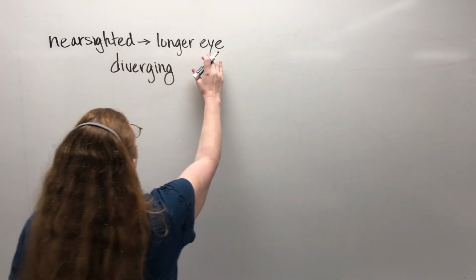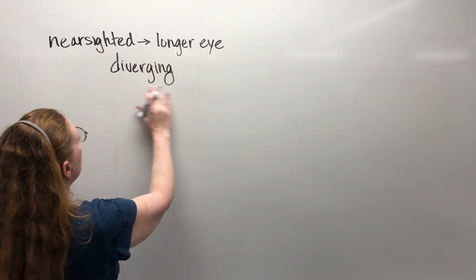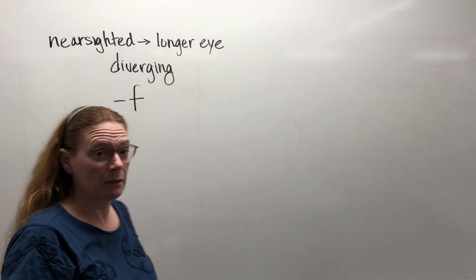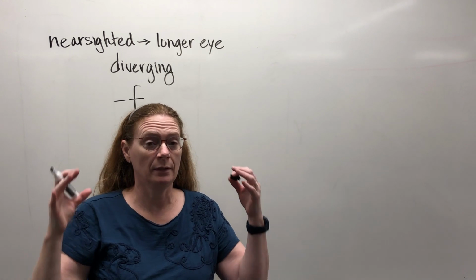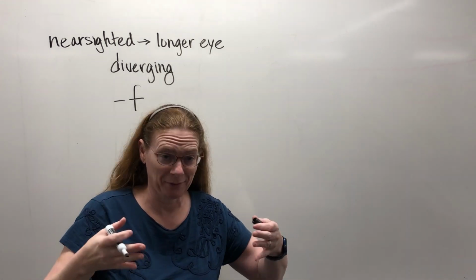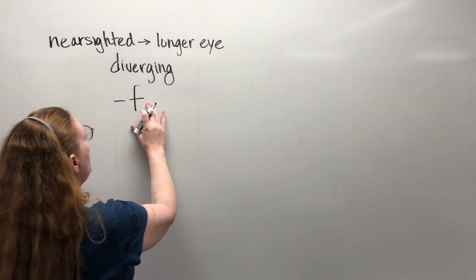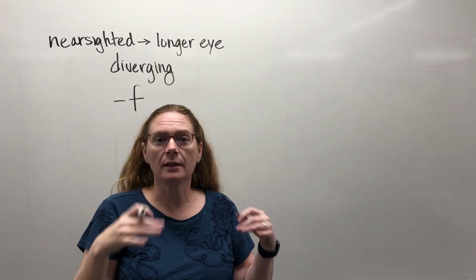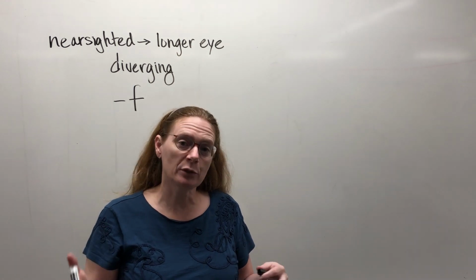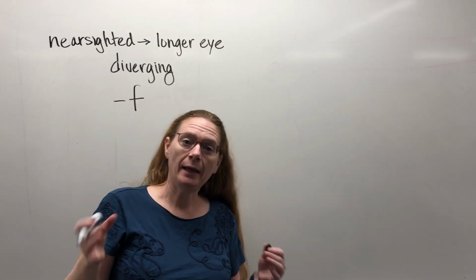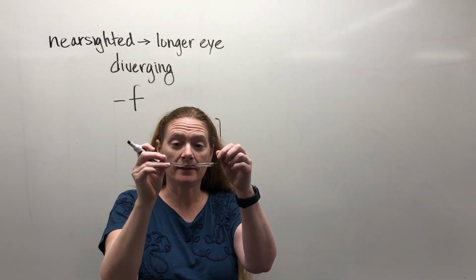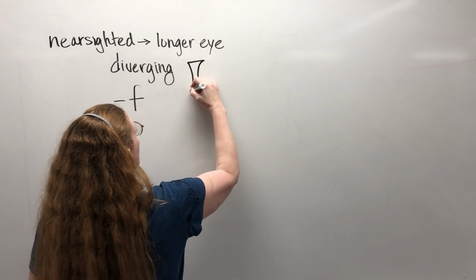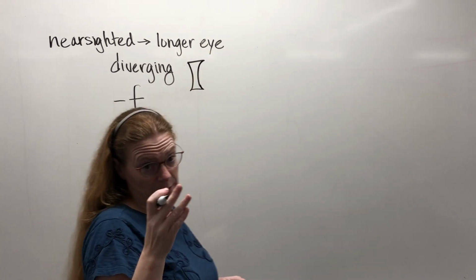So a nearsighted person has a longer than normal eyeball, and so they need a diverging lens. Our diverging lenses have a negative focal length. Being diverging, it defines a negative focal length. And so our prescription for lenses means we need a diverging lens and a negative prescription. If you have a negative prescription, you are nearsighted. And your lenses, if you have glasses, should be skinnier in the middle. So we've got skinny in the middle for nearsighted, and that's me.